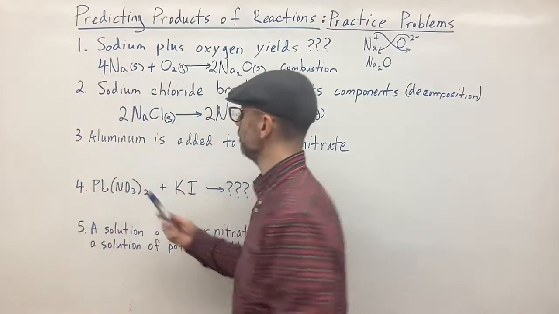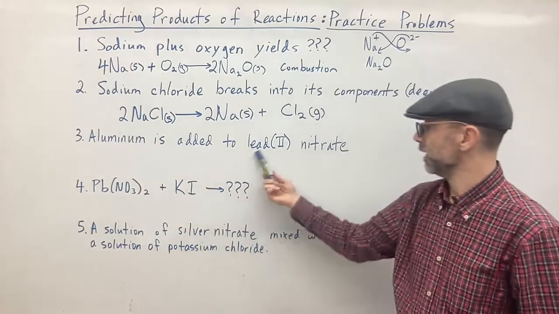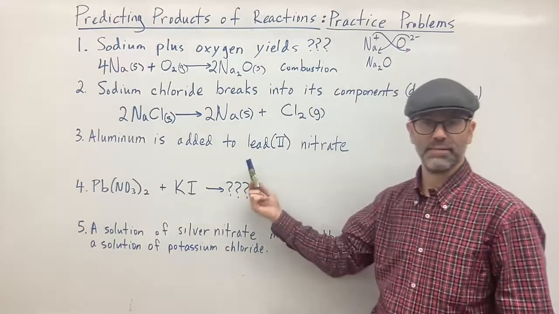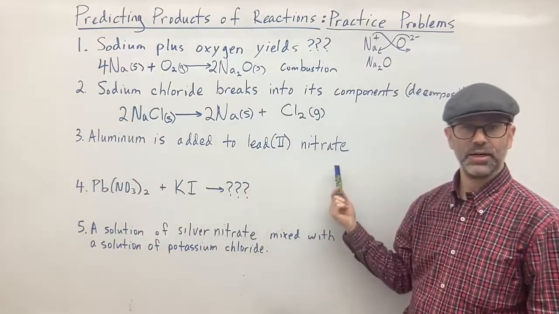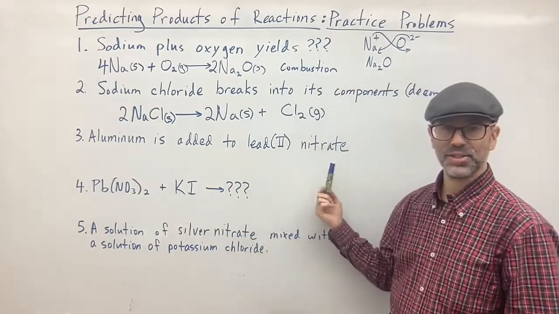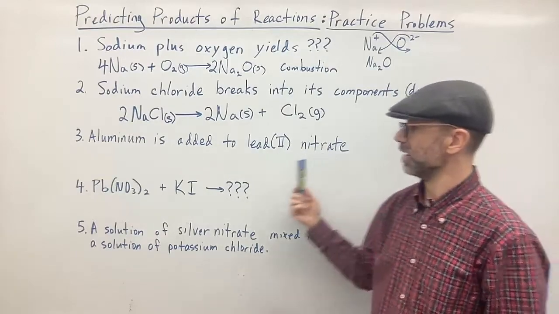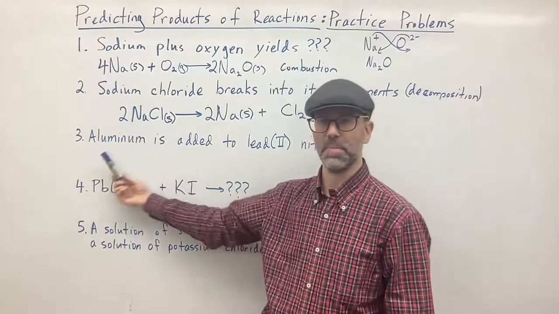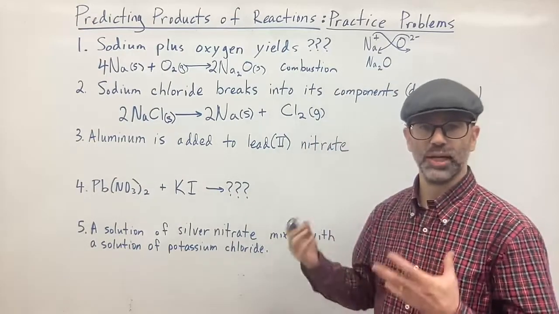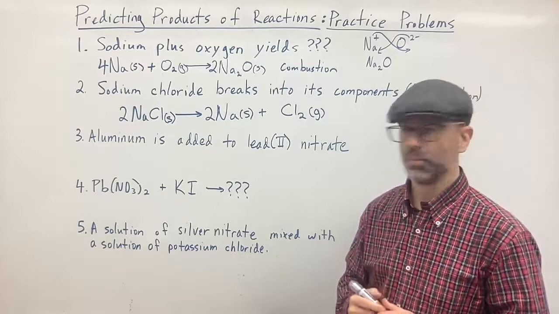Number 3, we have aluminum. Aluminum is added to lead 2 nitrate. So we have a lead 2 nitrate here, and we have aluminum. This is most likely going to be an aqueous solution, lead 2 nitrate, and we're adding aluminum. Aluminum is a metal, so that's a solid. So let's write this in terms of our formulas.